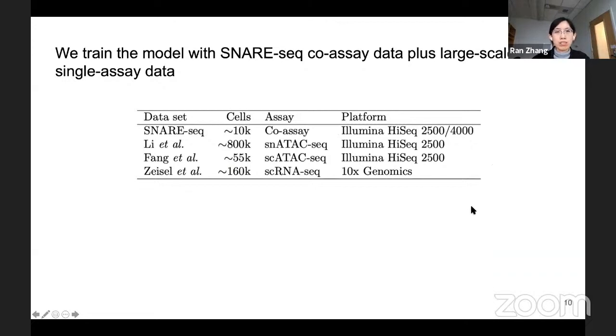Here we specifically focus on the SNARE-seq co-assay data, which has around 10,000 cells captured by RNA-seq and ATAC-seq in the adult mouse brain. We also collected several large-scale single assay data sets in the same tissue. Here you can see that the data quantity we can get for the single assay is way larger than what we can get for the co-assay data.